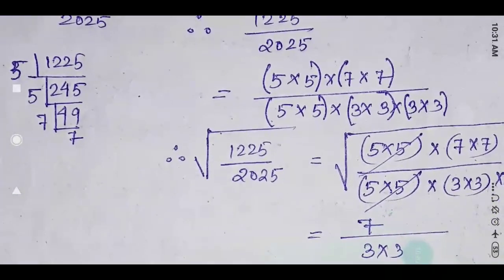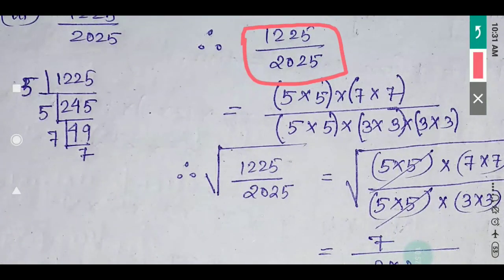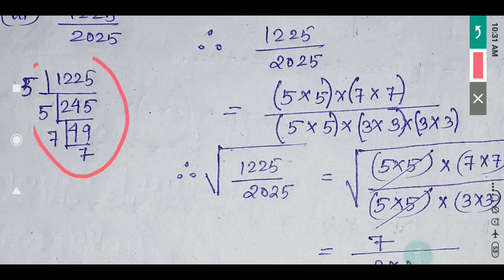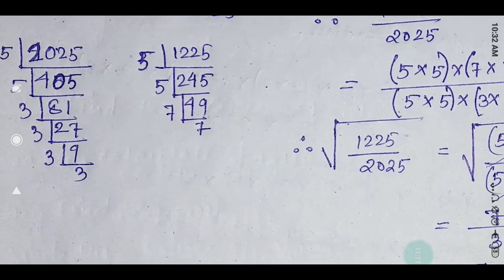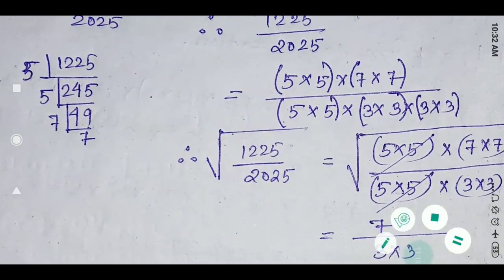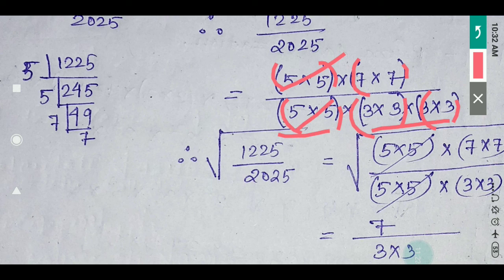Now the question is given this one, 1225 by 2025. That is 5 into 5 into 7 into 7, and 2025 factors are 5 into 5 into 3 into 3. So for this bracket, these two I can cancel, because numerator 25, denominator 25, it will get cancelled. So I have cancelled.